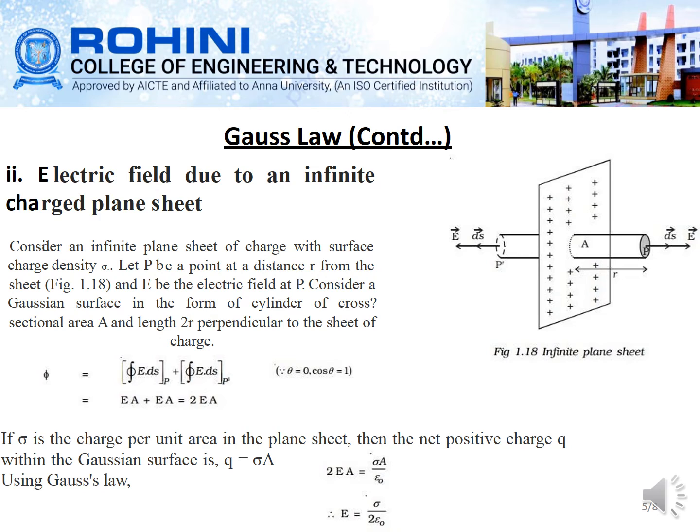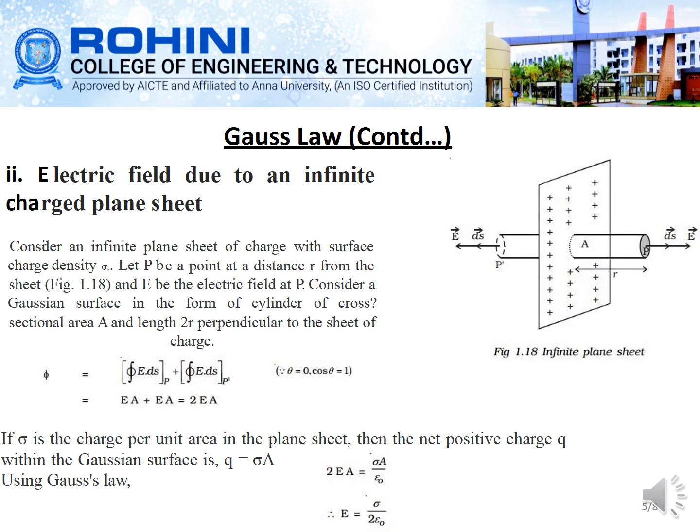If we consider the Gaussian surface, it can be in the form of a cylinder, or a cross section. The cross-sectional area and the length perpendicular to the charge sheet give the flux as the integral of E dot dS plus the integral of E dot dS. If this is considered, you can take it as the electric field times the area, that is EA plus EA.